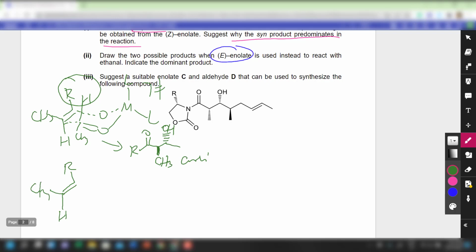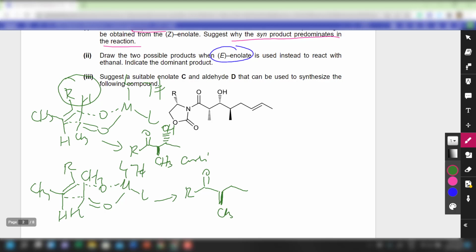CH3, and then this is the CH3, and then the H double bond O, dot O, and then dot M, like this, L. So this transition state, I'm going to end up with the syn product. And this is not favored. This is not favored because of the unfavorable 1,3 diaxial interaction.